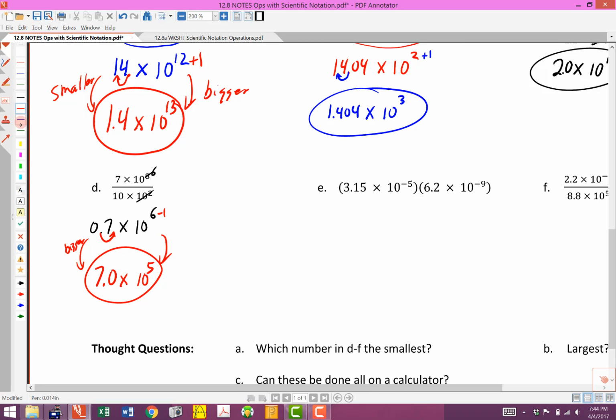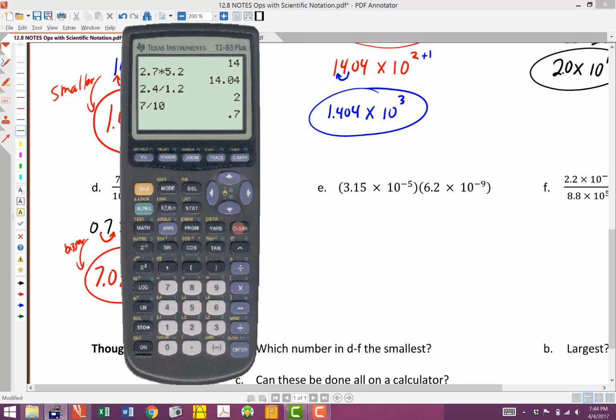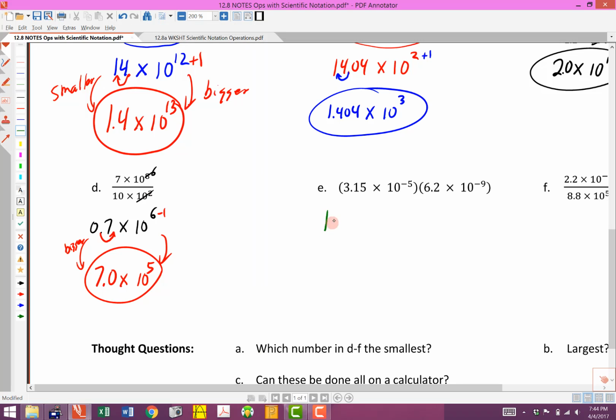So let's take a look at another one. Let's look at this one right here. Get some fairly big numbers. Let's see what we get here. Let's do the 3.15. So I'm going to clear off my calculator. 3.15 times 6.2. Let's see what we get here. We get 19.53. So 19.53. That takes care of the decimal part.